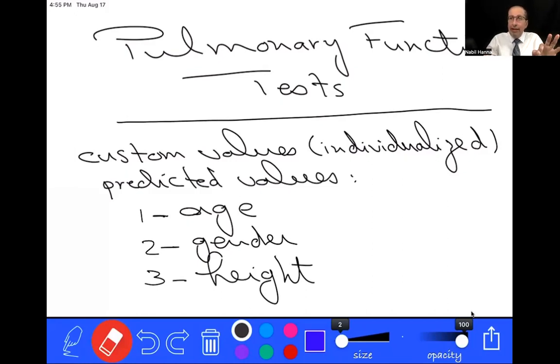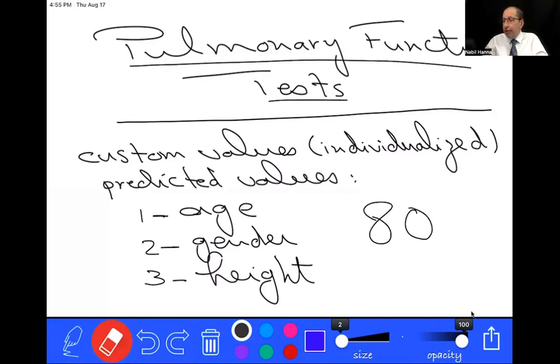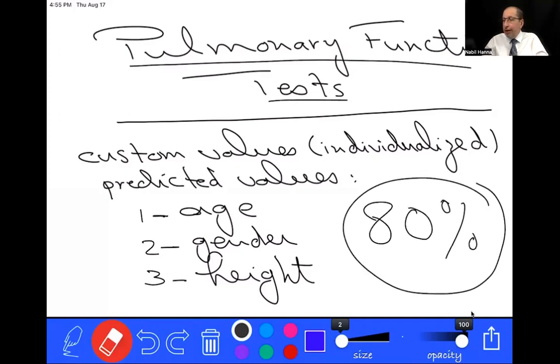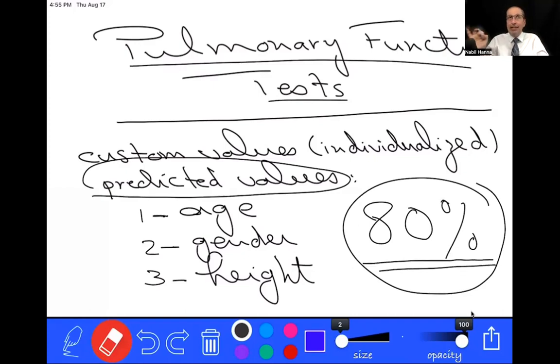And what's the passing score in this course? It's 80%. If you get 80% or more, you pass. If you get less than 80%, you fail. What's the passing score in pulmonary function tests? Again, the passing score is 80%. If you score 80% or more of your predicted values, you pass. You have normal pulmonary function tests. But if in any pulmonary function test you score less than 80%, this is abnormally low pulmonary function tests, and we have to know what's going on.